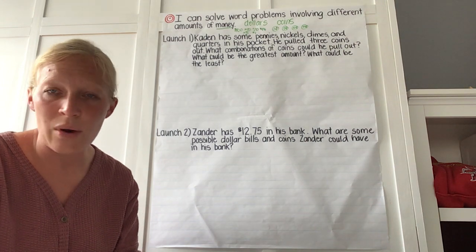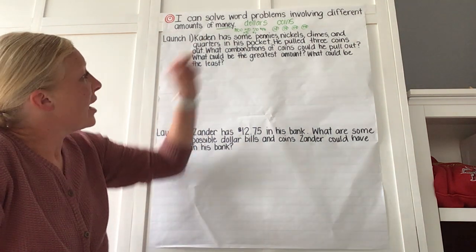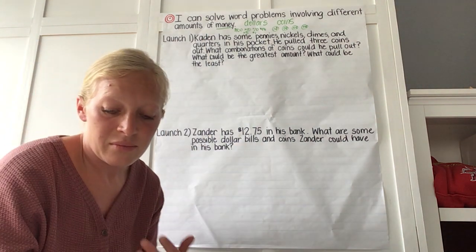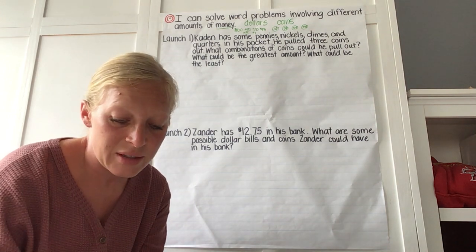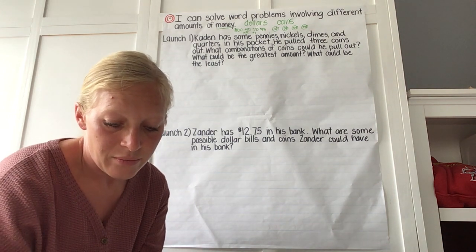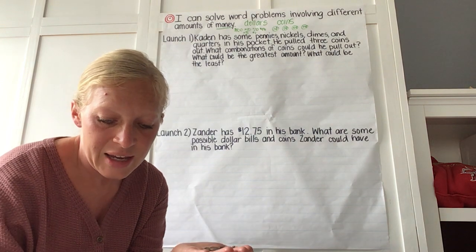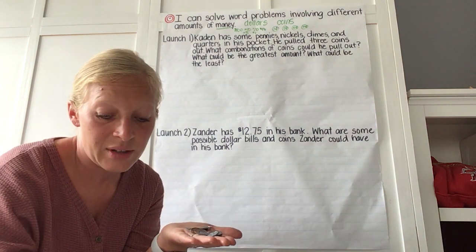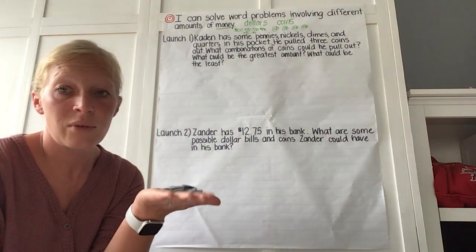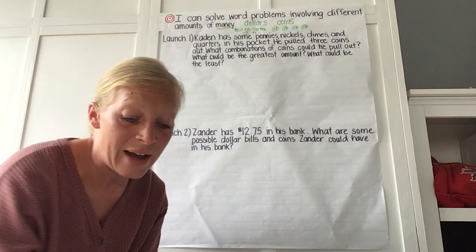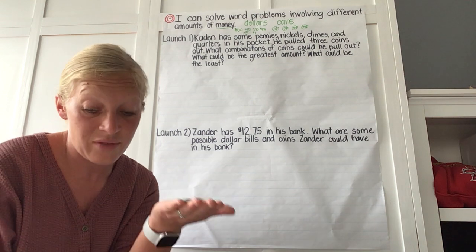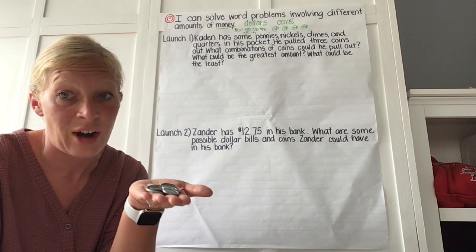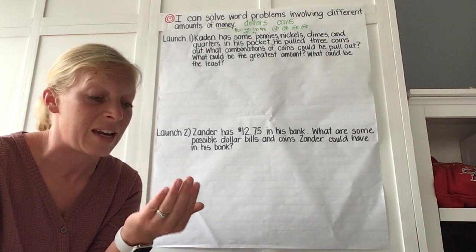Now let me read that to you one more time. Caden has some pennies, some nickels, some dimes, and some quarters in his pocket. Okay? These are the coins that he could have in his pocket. He could have more of these if he wanted to. This is what I've grabbed. These are similar to what Caden has.